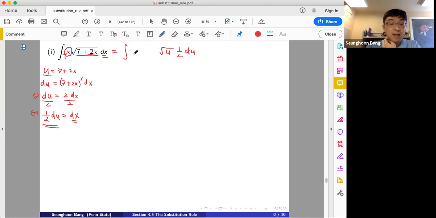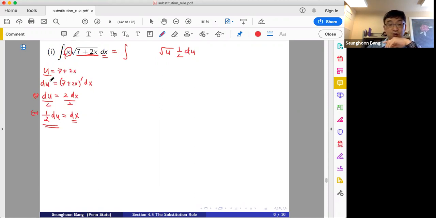So don't write this x. That doesn't make sense because the variable is u. How can you change x to a function of u? Do you have any idea? Could you write your answer on the chatting board? How can you change x to a function of u? Do you have any idea? What do you think? Do you know what it is?